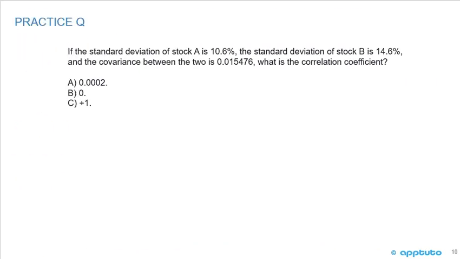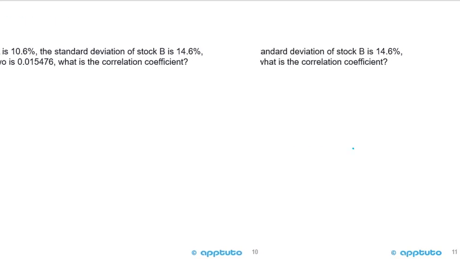So we're finishing this LOS with one last slide, which is a practice question. If the standard deviation of stock A is 10.6%, the standard deviation of stock B is 14.6%, and the covariance between the two is 0.015476, what is the correlation coefficient? A, 0.0002, B, 0, or C, +1?